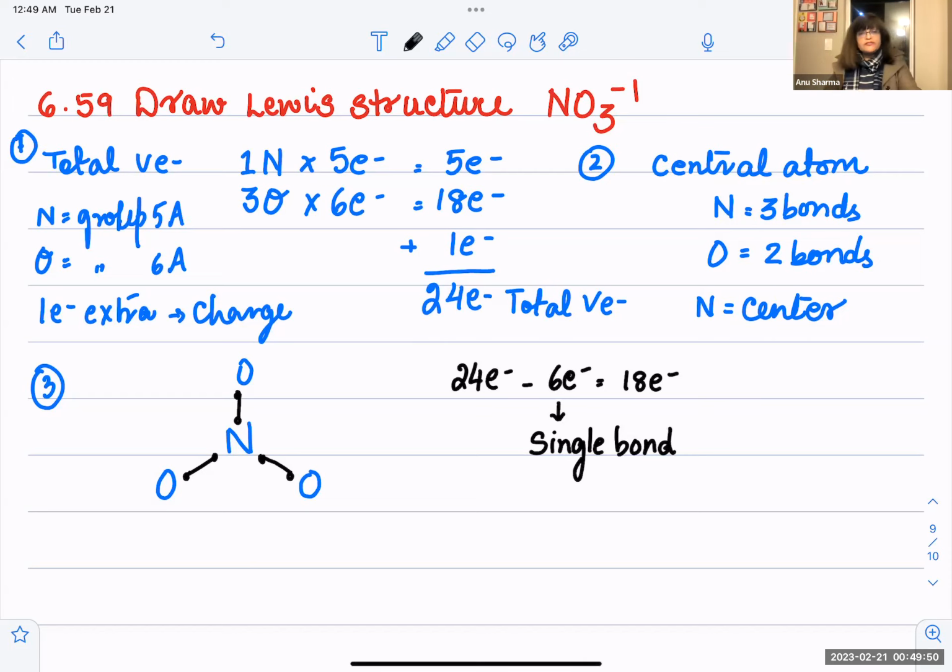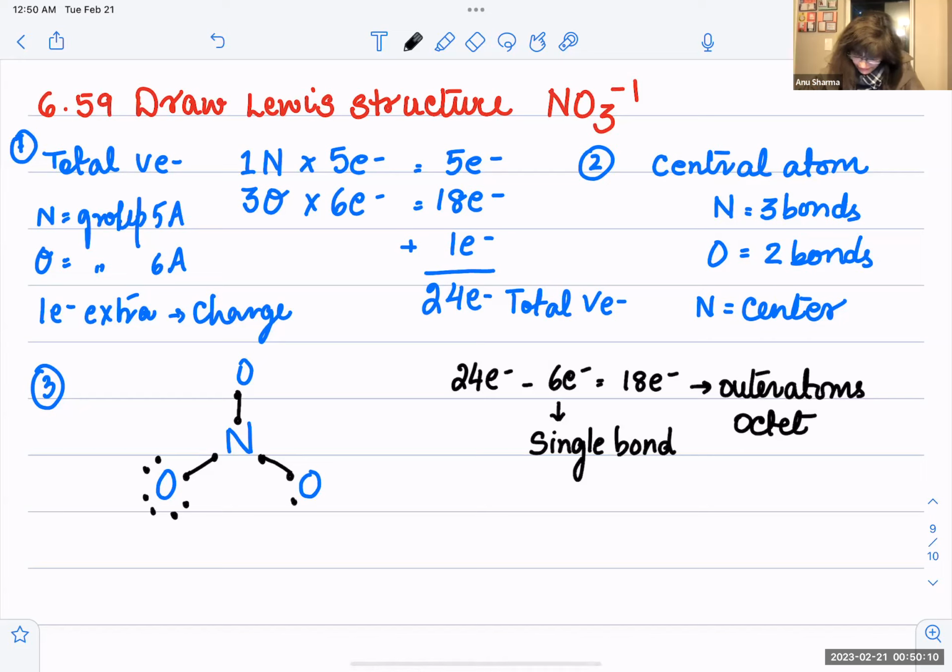Now, what are you going to do with the leftover 18 electrons? You're going to put them on the outer atoms first, to fill their octet. If they follow the octet, it's not like hydrogen, which doesn't follow the octet, so don't do that. So here is the oxygen. 1, 2, 3, up to 18. So all the 18 electrons got used up.